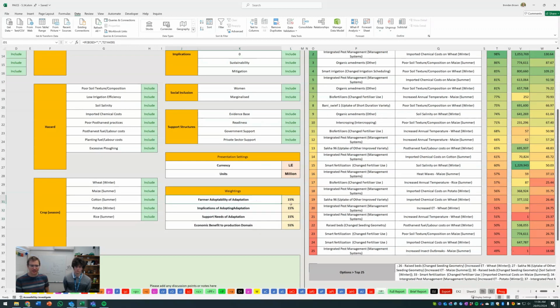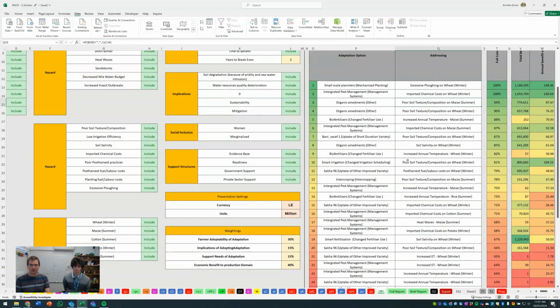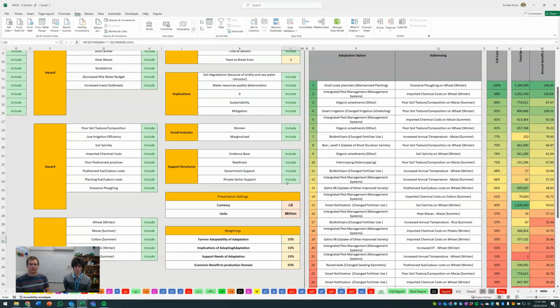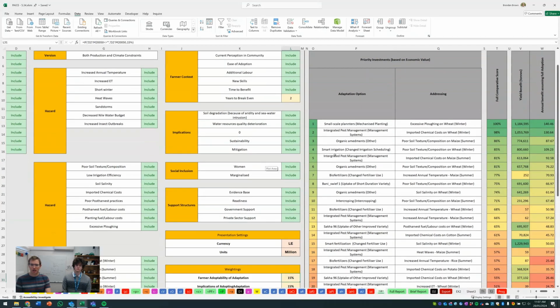Remembering, farmer adoptability is everything in AC, implications is everything in AI, and support needs is everything in AS, and then the economics is the AP, AH. So that's where they relate to. So just let people know, but please do play around with those numbers. You can play around with them and see everything changes. So for instance, if we change that to 30%, our whole list then changes. So play around in the workshop with it on the screen to see if the things that people value change via the workshop.